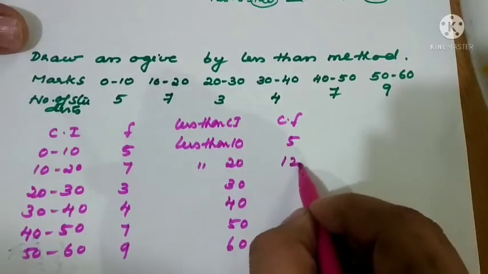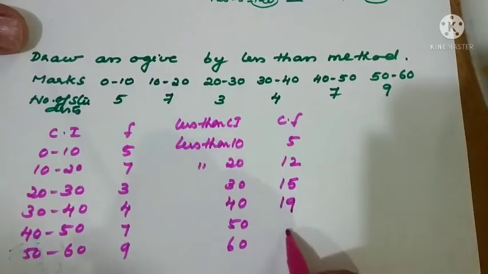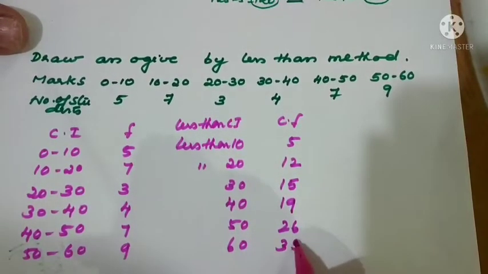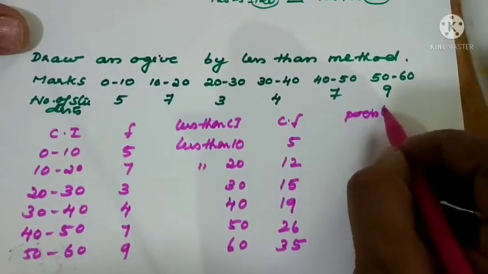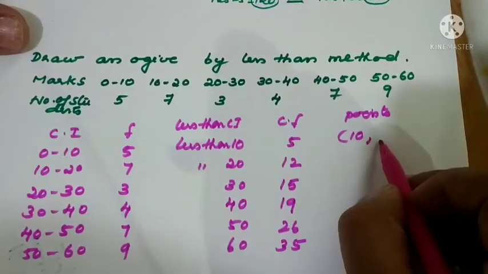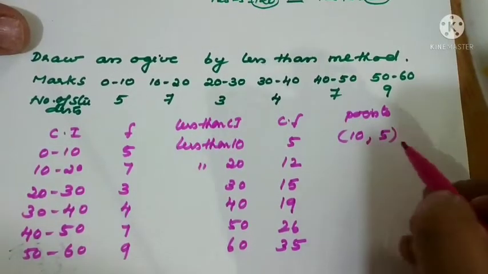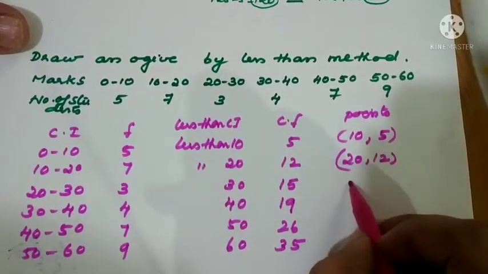5 plus 7 is 12, 12 plus 3 is 15, 15 plus 4 is 19, 19 plus 7 is 26, plus 9 that is 35. So this column you can avoid. If it is written also no problem, but if you want you can avoid. 10 is the x coordinate and 5 is the y coordinate. 20, 12 respectively the second one.